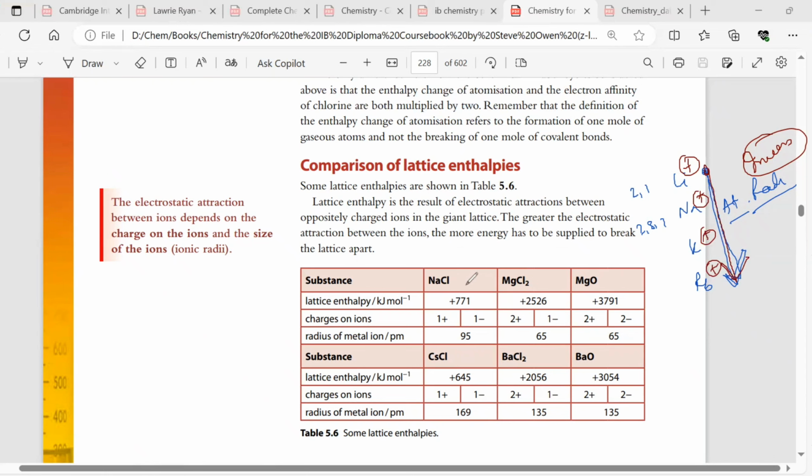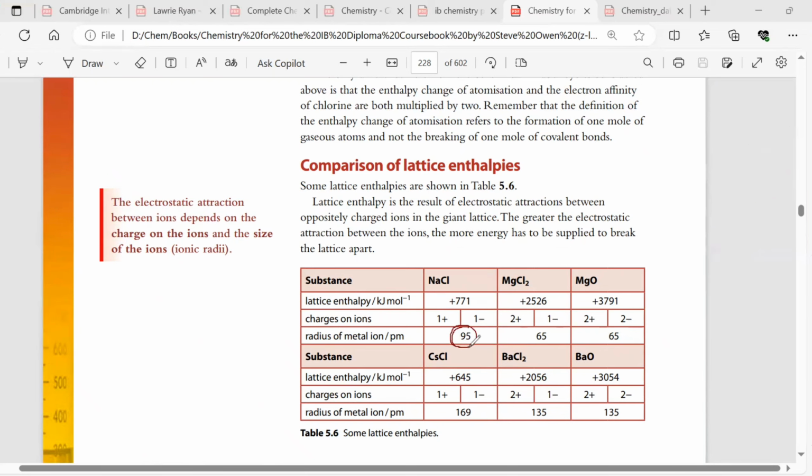So if you're going from sodium to cesium, the lattice enthalpy decreases because the radius of the ion increases. Can you see this? Sodium is 95 and cesium is 169. So the lattice enthalpy depends on the charge of the ions, exponentially proportional, not directly proportional, and it will be inversely proportional to the size of the ion, right?